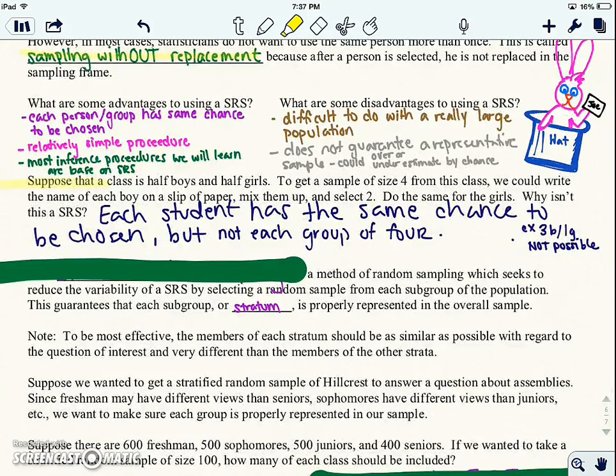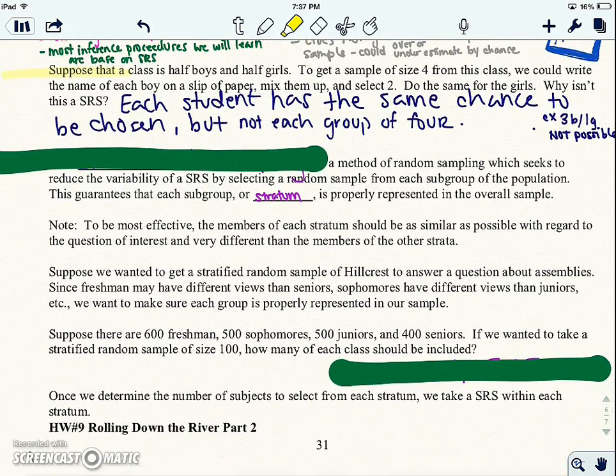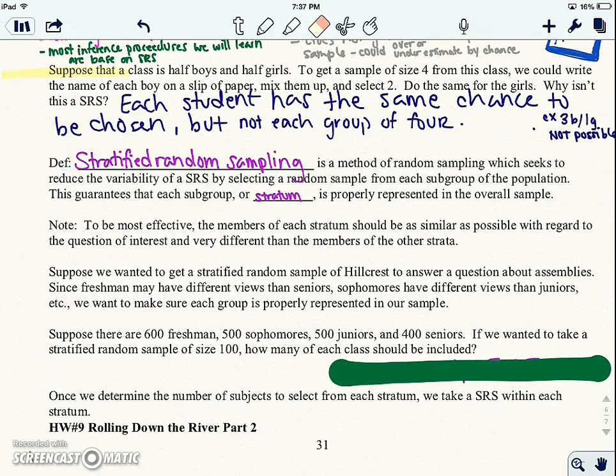All right, I'm going to speed up at the end so you don't have to watch a second video. Here we go. Lastly, stratified random sampling is a method of sampling which seeks to reduce the variability of a simple random sample by, and there's another vocab word, look that up if you need to, selecting a random sample from each subgroup of the population. This guarantees that each subgroup or stratum is properly represented in the overall sample.